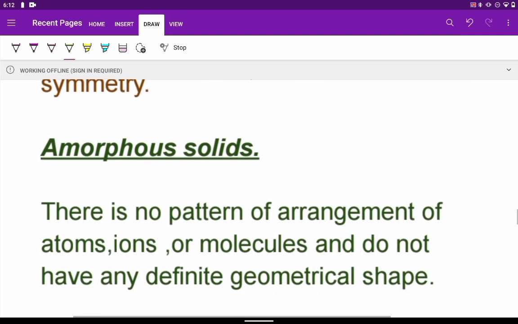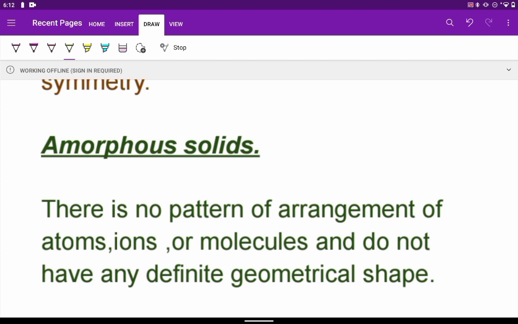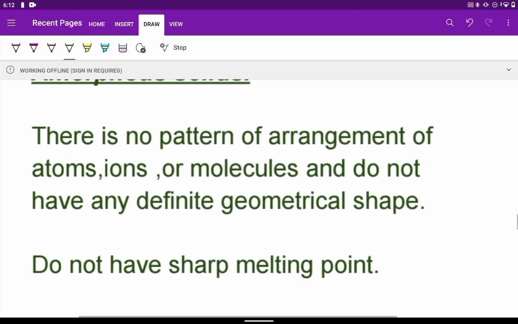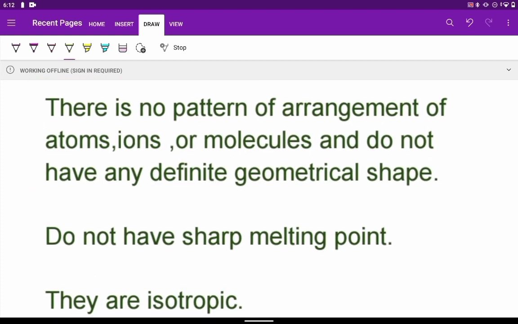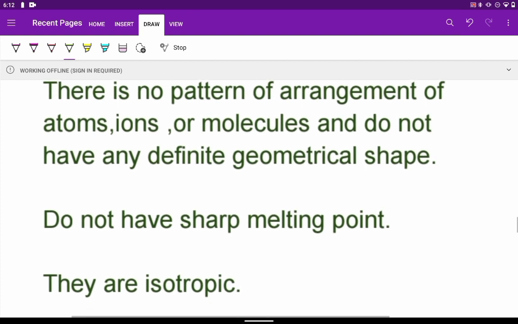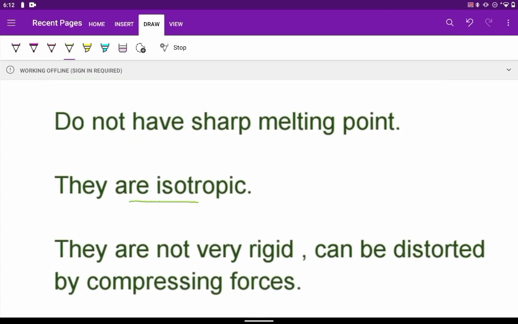Whereas in the amorphous solids, there is no pattern in the arrangement of the atoms or ions or molecules. That is, the constituent particles do not have any regular pattern of arrangement. So they do not have any definite geometrical shape, and they do not have any sharp melting point. They do not change abruptly into liquids. They are isotropic. I told you about anisotropy in crystals. They are just the opposite. They are isotropic.